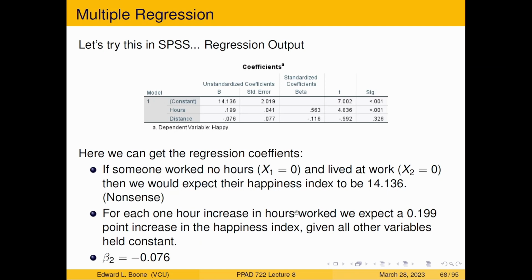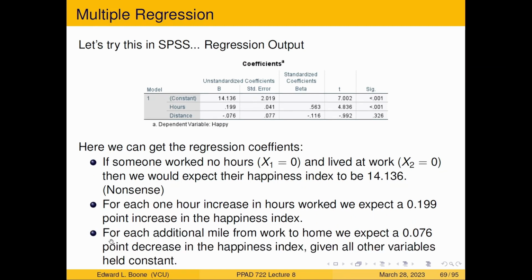Okay? For beta 1, for each 1 hour increase in hours worked, we expect a 0.199 point increase in the happiness index, given all other variables are held constant. Okay? And for each additional mile from work to home, we expect a 0.076 point decrease. Notice I took the negative and turned it into a decrease and didn't put the negative here. That way things read a little better in the happiness index, given all other variables are held constant.